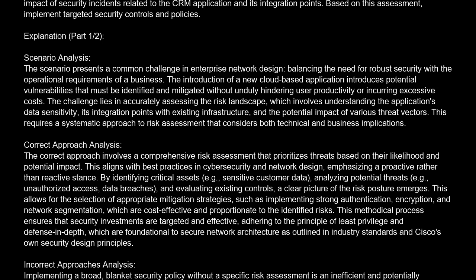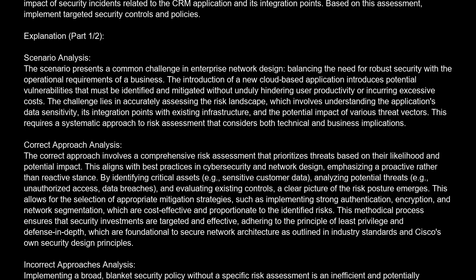Explanation. Scenario analysis. The scenario presents a common challenge in enterprise network design, balancing the need for robust security with the operational requirements of a business. The introduction of a new cloud-based application introduces potential vulnerabilities that must be identified and mitigated without unduly hindering user productivity or incurring excessive costs. The challenge lies in accurately assessing the risk landscape, which involves understanding the application's data sensitivity, its integration points with existing infrastructure, and the potential impact of various threat vectors. This requires a systematic approach to risk assessment that considers both technical and business implications.